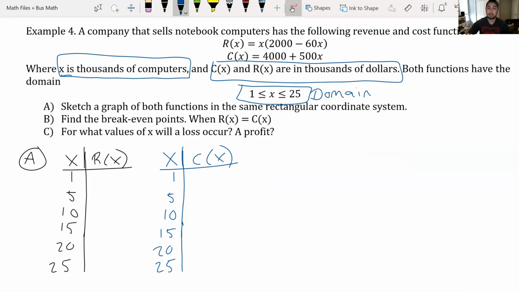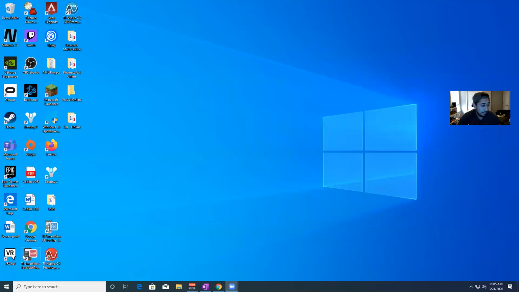Okay, now I'm gonna go to our actual graphing calculators. I'm gonna stop sharing this. I'm gonna share my lovely mug. There we go. And I'm gonna open up the TI-30 and the TI-84.